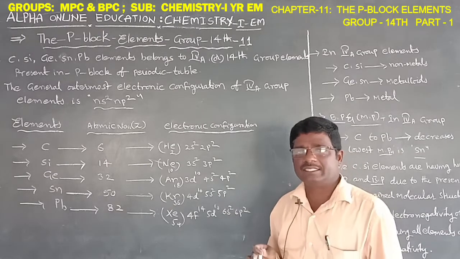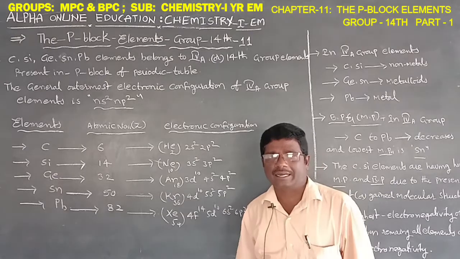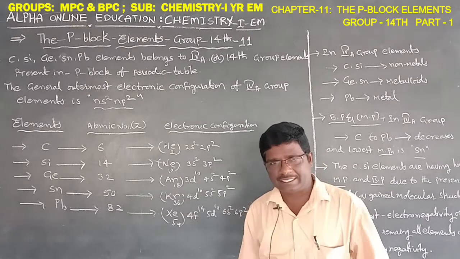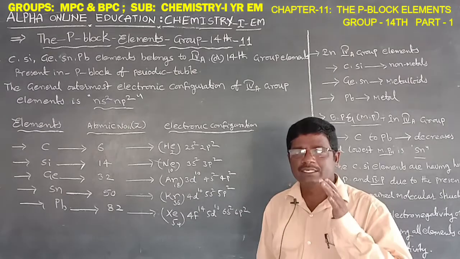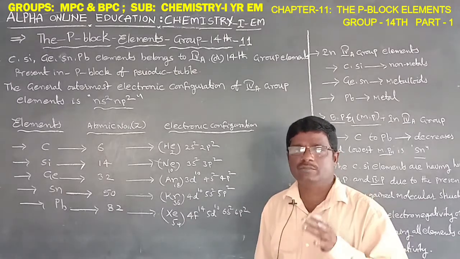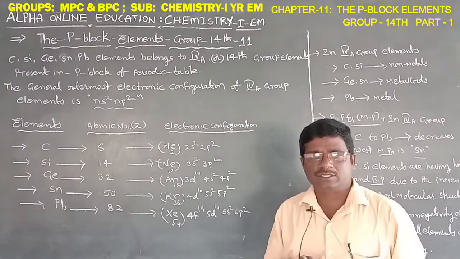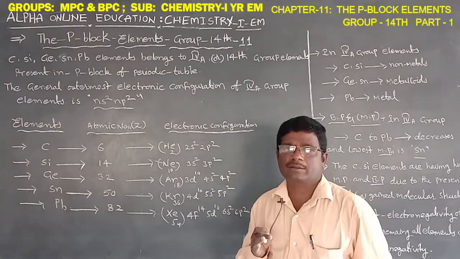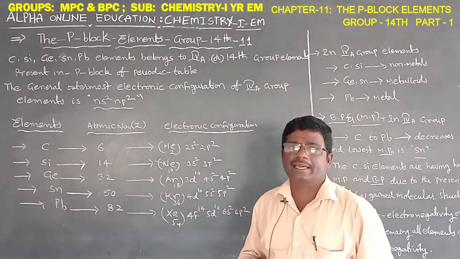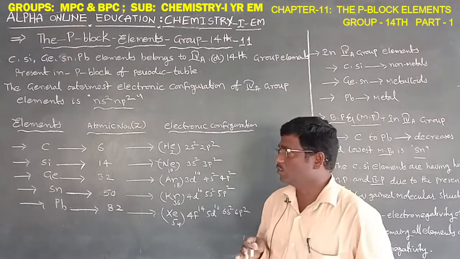That is also known as the 14th group elements or 4A group elements or carbon family. Once again, carbon, silicon, germanium, tin and lead elements belong to 4A or 14th group elements. Those elements are present in the p block of the modern periodic table as the carbon family or 14th group elements.